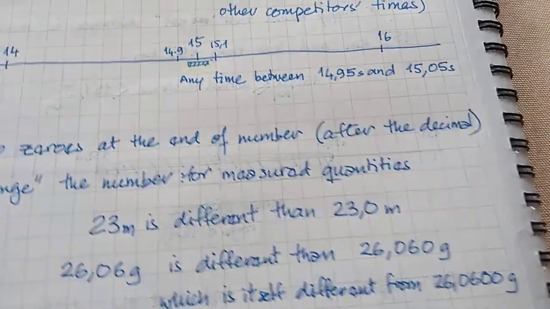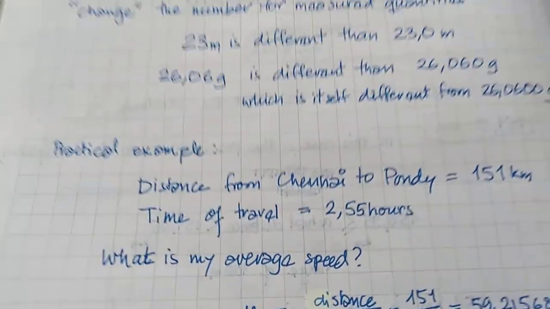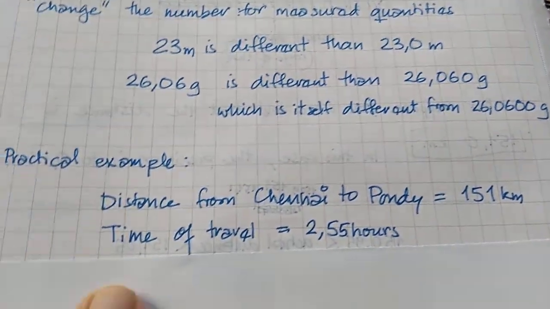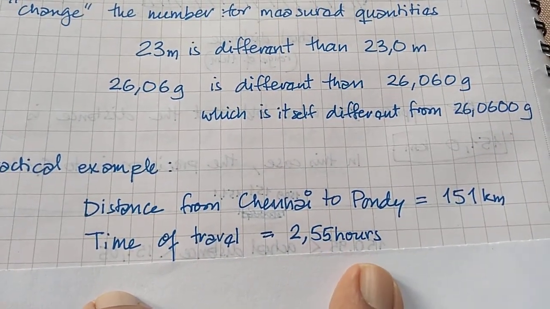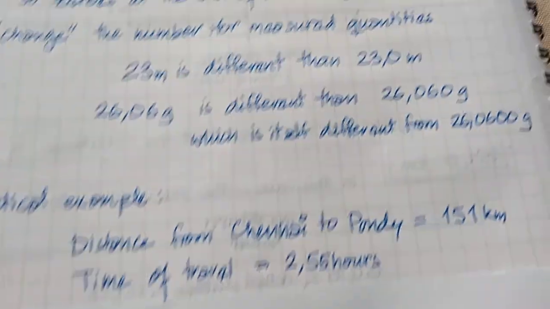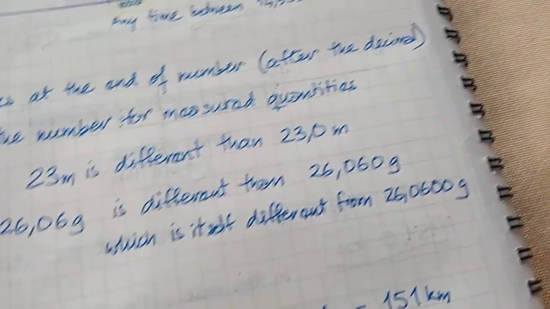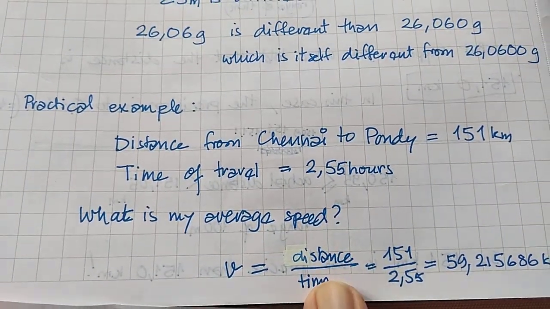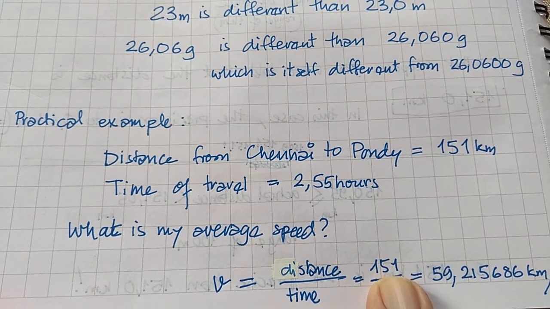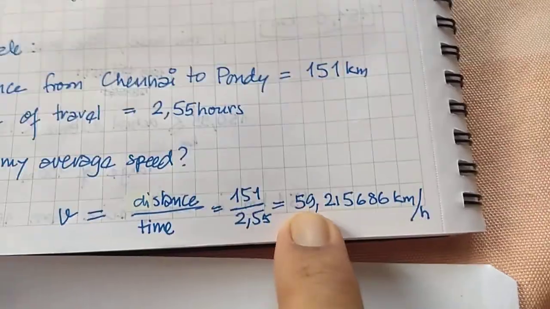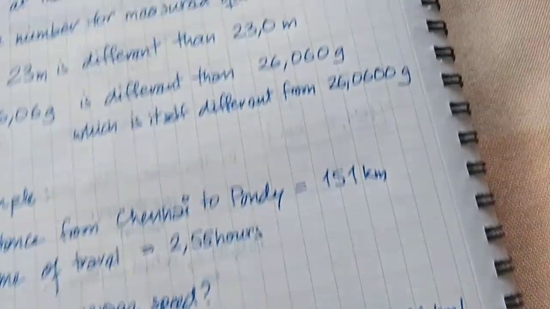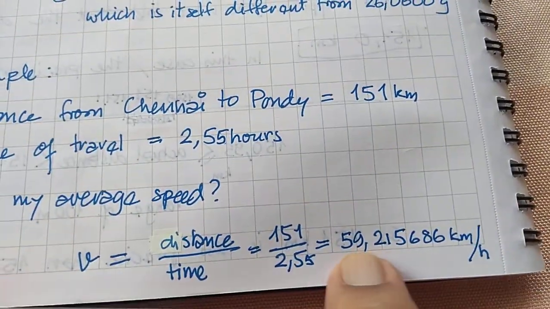Okay, so let's take another practical example. Let's say the distance from Chennai to Pondy is 151 kilometers. I take 2.55 hours to travel it. What is my average speed? So you divide 151 by 2.55, and you'll get kilometers per hour. Speed equals distance over time. 151 divided by 2.55, you get 59.215686 kilometers per hour.